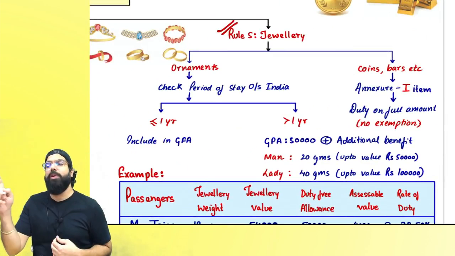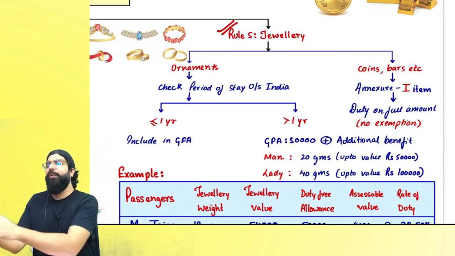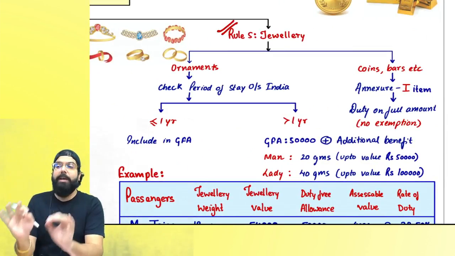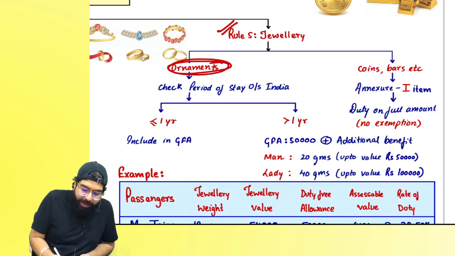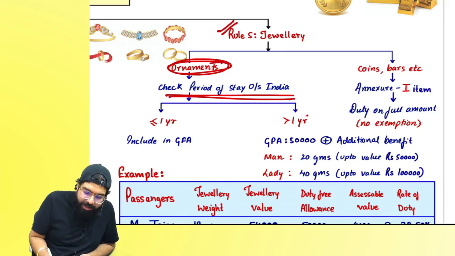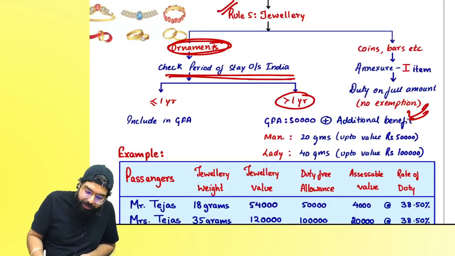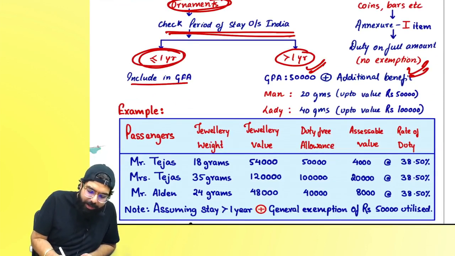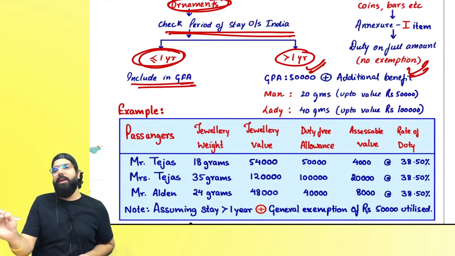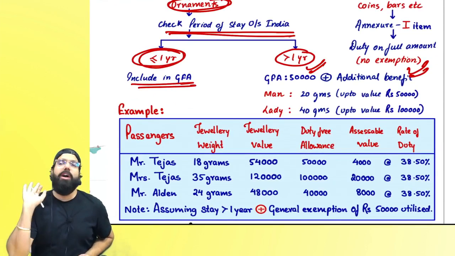Sir, if I am going ahead and coming from outside India and getting jewelry, always remember jewelry you always have to clear in your general free allowance, which is 15,000 or 50,000. But if you have stayed outside India and you are getting ornament, then you have to check the stay outside India. If it is greater than 1 year, then additional benefit will be given along with your general free allowance. But if the stay is up to 1 year, then it has to be cleared within the general free allowance, which is 15,000 or 50,000.